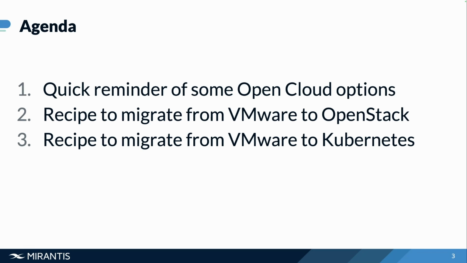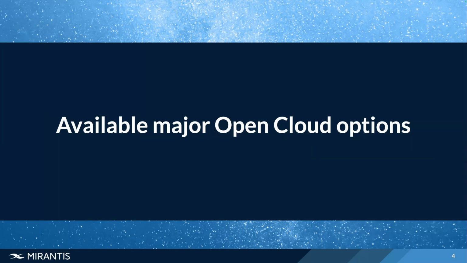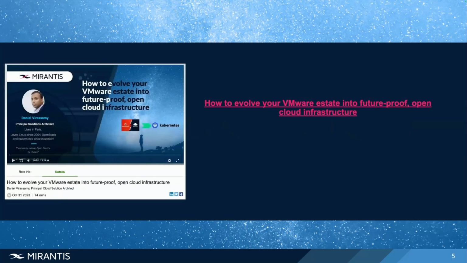And then the second session, which we are doing now, is related to the recipes to actually migrate these VMware workloads towards these clouds. So we'll do a quick reminder of what we saw the last time during the first session, and then we'll look at these two recipes, one for VMware towards OpenStack and one for VMware towards Kubernetes. Rapidly, what are some of these available major open clouds, and what did we see the last time?